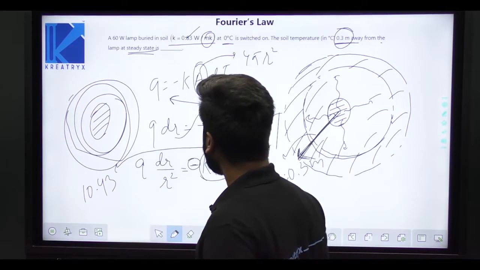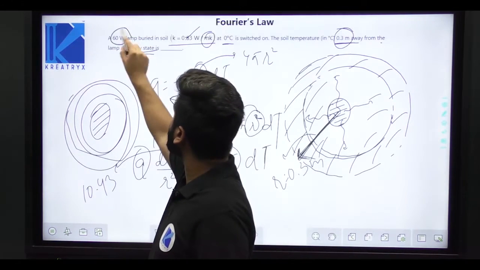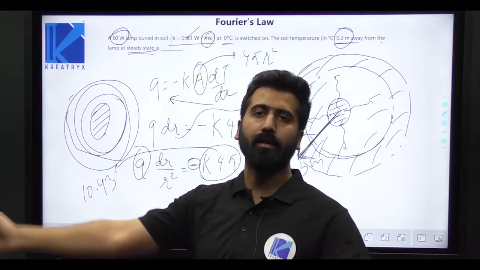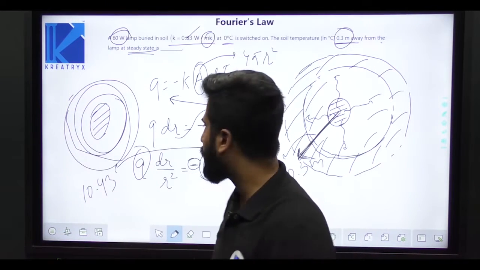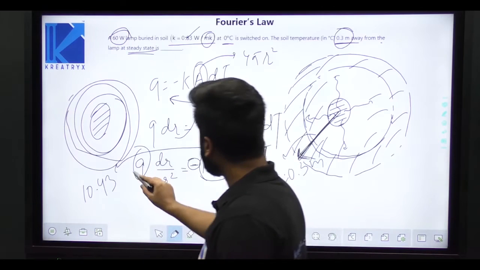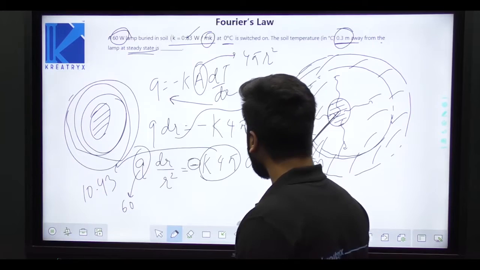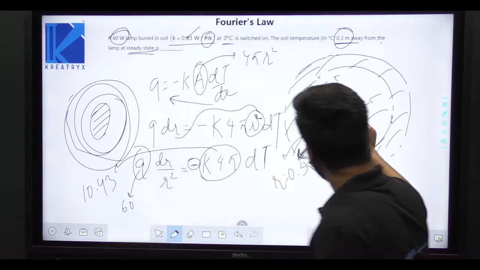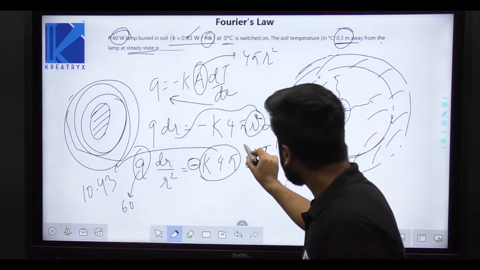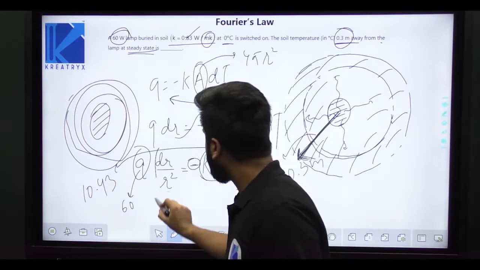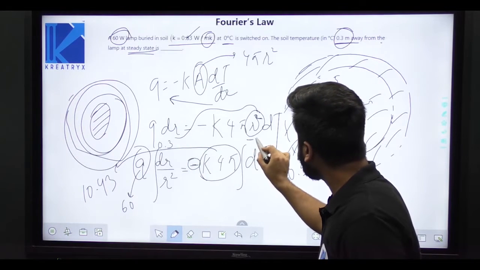This is equal to 10.43 because k is given to you: k is 0.83 and Q is also given to you. What is Q? Q is 60 watt. This will be the total heat that the lamp will be radiating in the spherical area around it. Now you have to decide the limits. Now at R is equal to 0.3, I have to find the temperature. So the upper limits are decided, R is 0.3, and dT will be T.